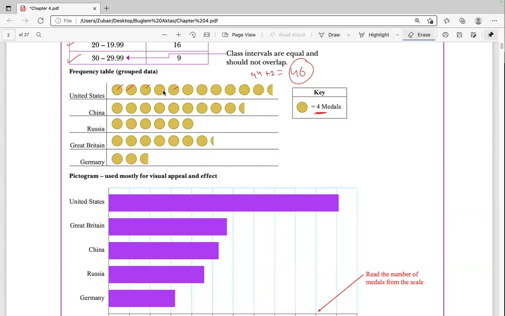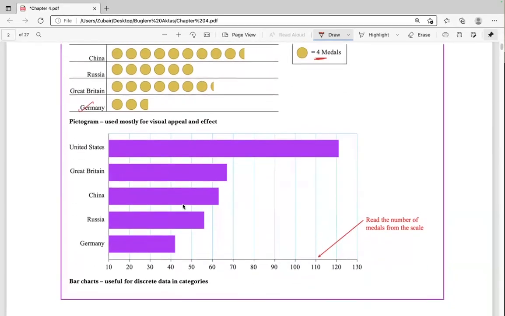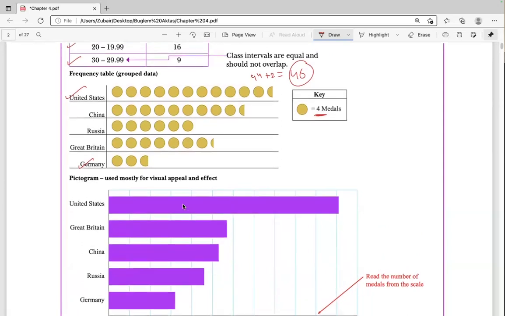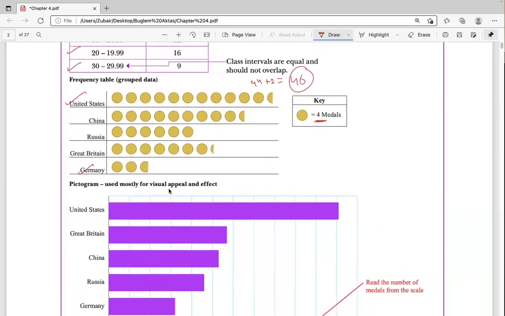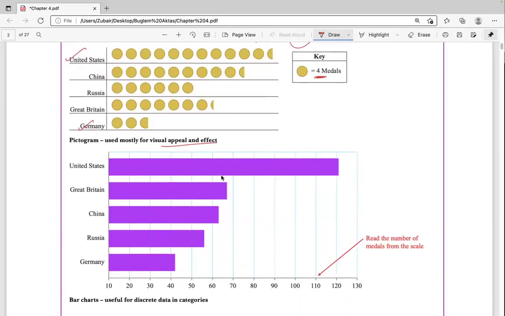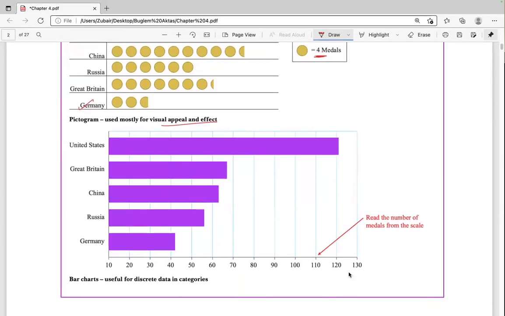If we are displaying this data to the principal, she may be interested to see that the United States won the most medals and Germany won the least medals. And when we just look at this graph, and let me hide this x-axis, it says pictogram is used mostly for visual appeal effects, obviously. And you can just by looking at it know which state is winning the most medals. And obviously someone who has to do the analysis, like sport cricket critics, they may need the exact numbers as well.